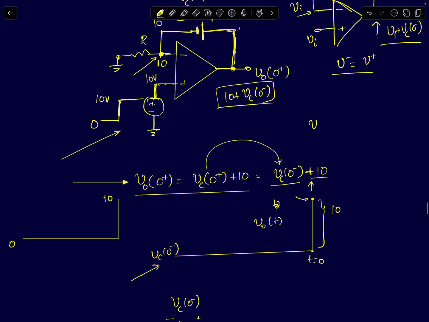Now if I ask you what is IC of 0 plus, the current flowing through the capacitor at 0 plus, that is simply equal to the current flowing through the resistor at 0 plus. That is simply Vx of 0 plus divided by R. If you know the voltage at the inverting terminal divided by R, you get the current. So this will simply be 10 by R. Since R is 1 kilo ohm, it will be 10 milliamperes. The current through a capacitor can change instantaneously, but the voltage cannot. So the current in the capacitor will suddenly jump to 10 milliamperes. It was 0 initially. At t equal to 0 plus, it will jump to 10 milliamperes.